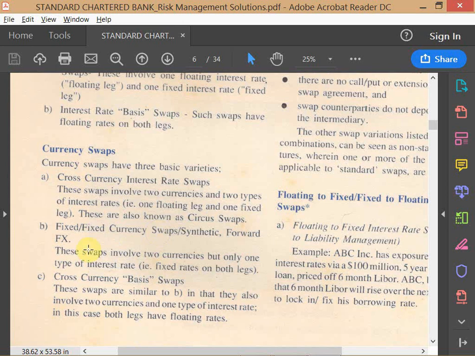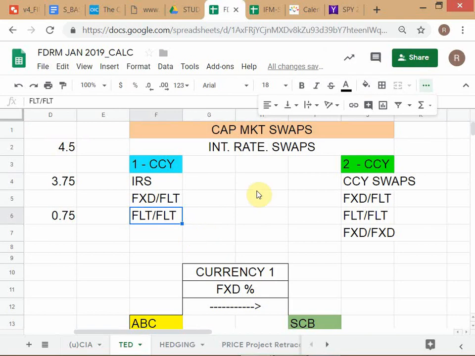And the third category is two currencies, both legs floating. That is called, what is that going to be called? Cross currency basis swap. All you have to do is read. So read this third category, cross currency basis swaps. Conceptually have this framework in your head under capital market swaps.